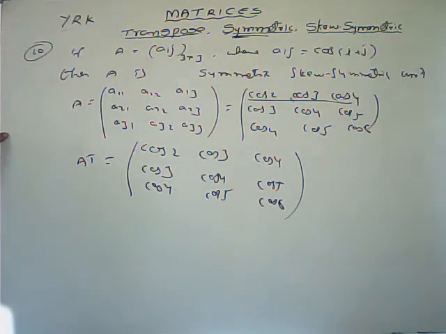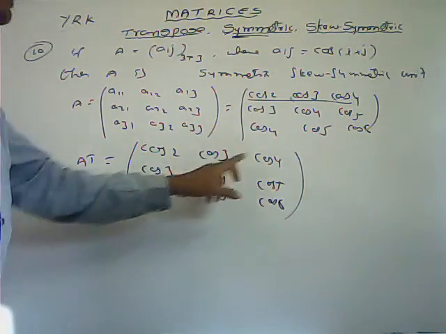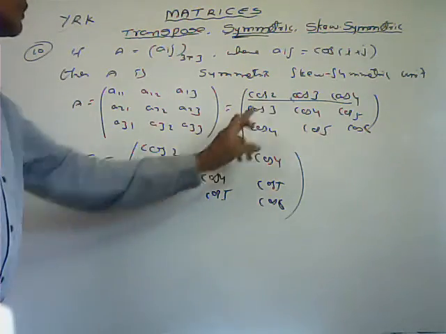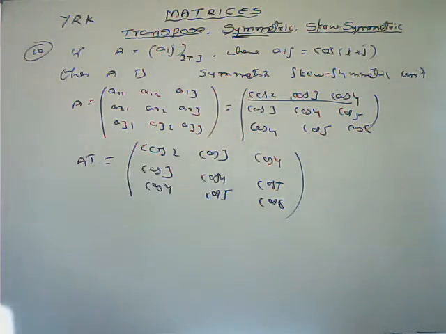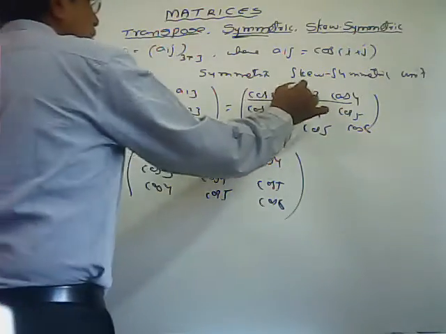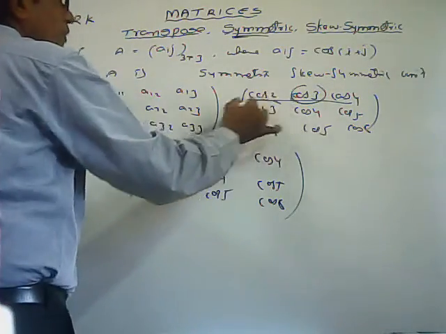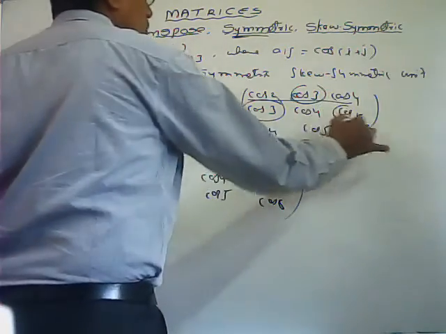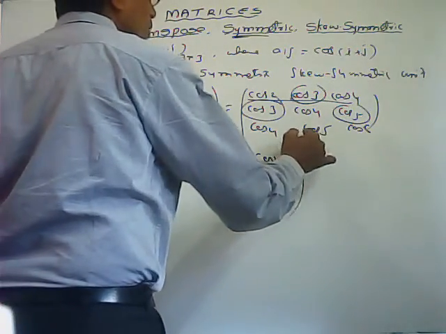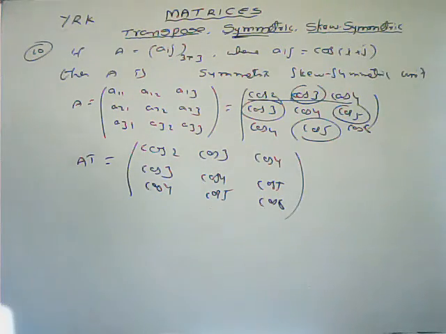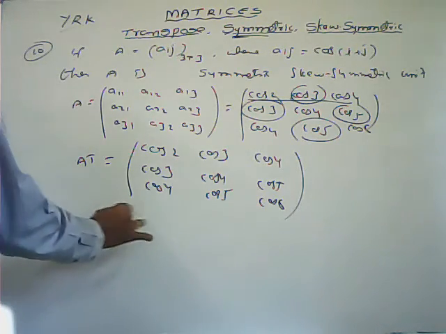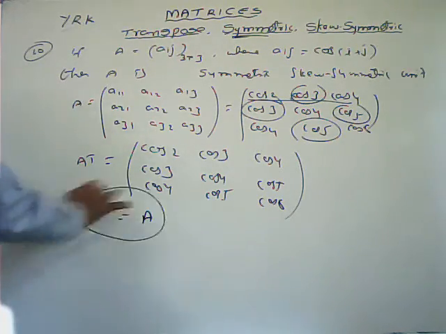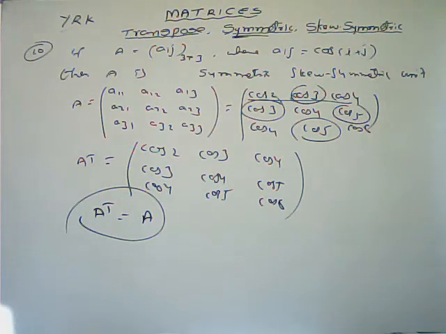Now you can observe whether both are the same or not. Cos 2, 3, 4, cos 3, 4, 5, cos 4, 5, 6, in both. And here we can say the ith row jth column element equals the jth row ith column element, for example the first row second column element equals the second row first column element, and the second row third column element equals the third row second column element. If the ith row jth column element equals the jth row ith column element, then we say it is a symmetric matrix. Here A transpose equals A. So A is said to be a symmetric matrix.